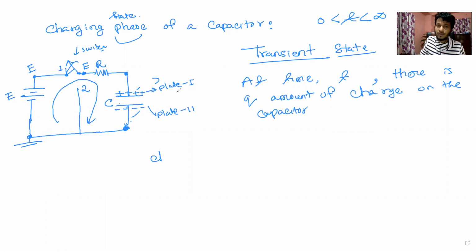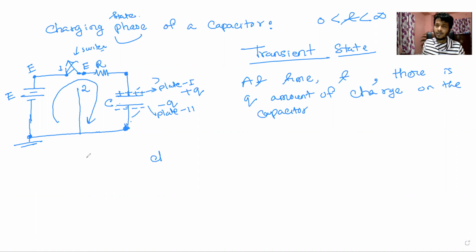Now suppose at time t, there is q amount of charge on this capacitor. That means there will be positive q amount of charge on this plate 1, and there will be negative q amount of charge on this plate 2, isn't it? Yes, sir. Fine.